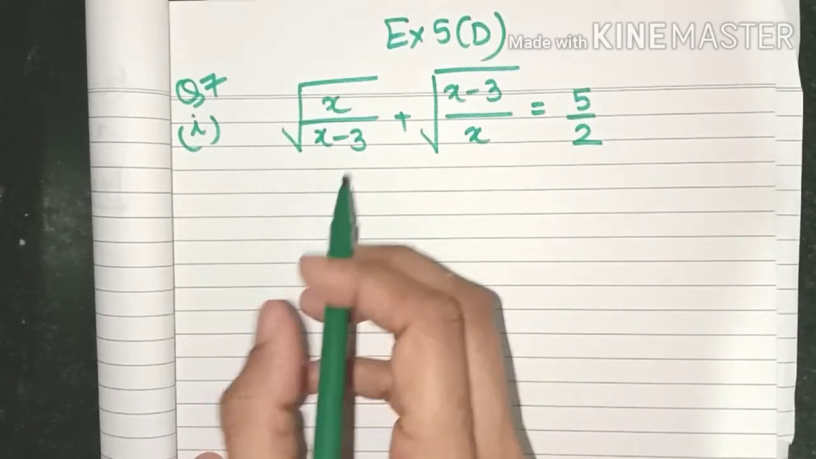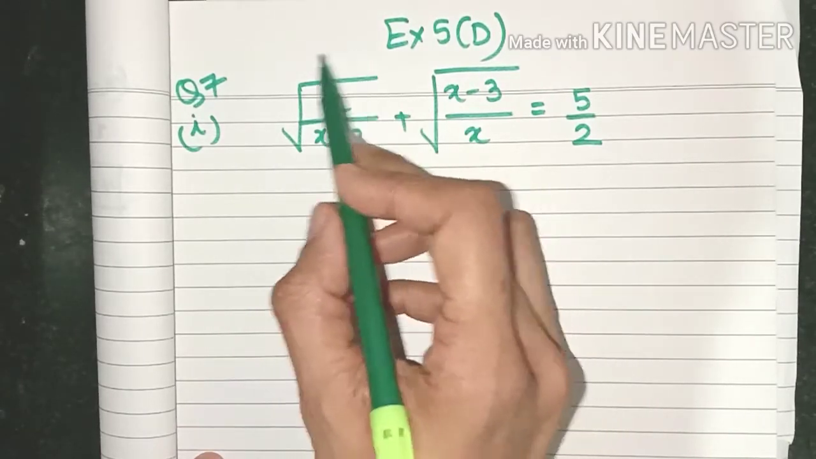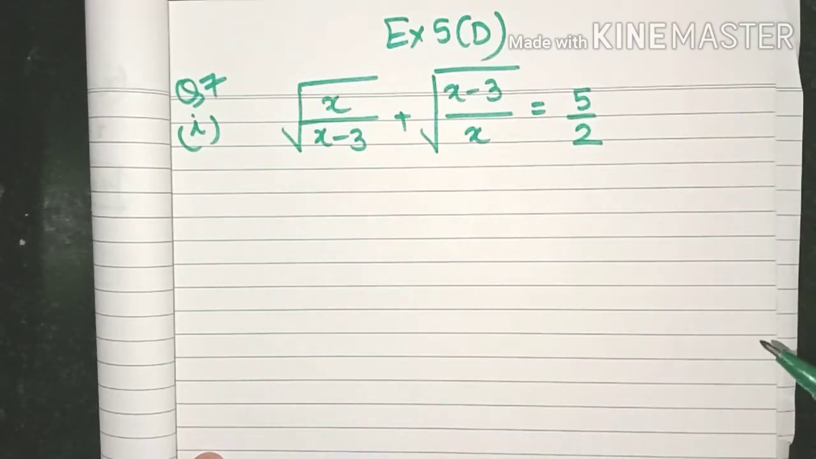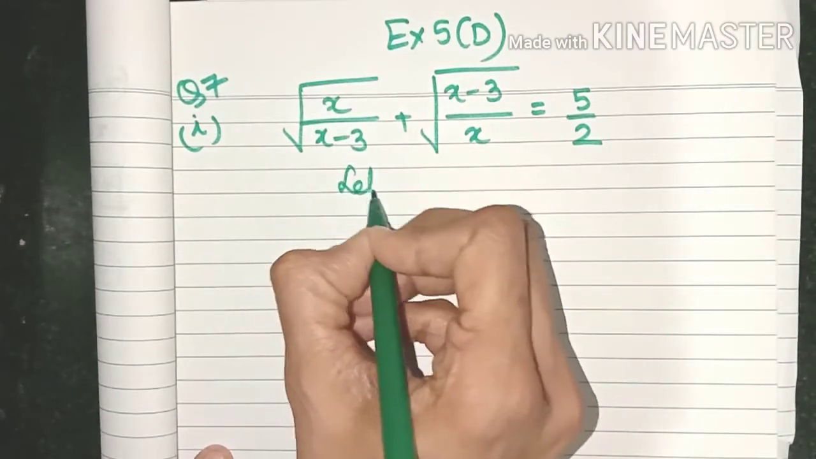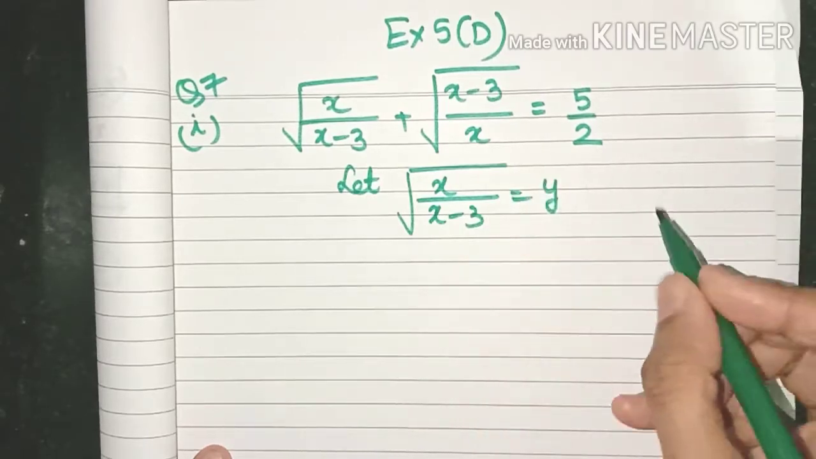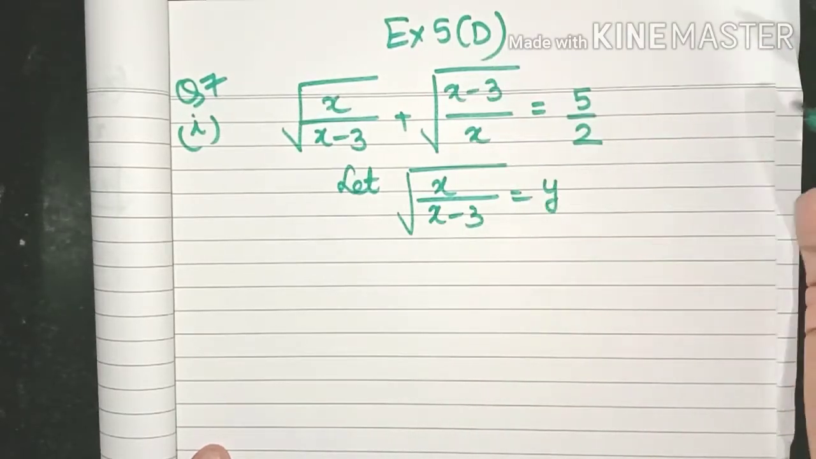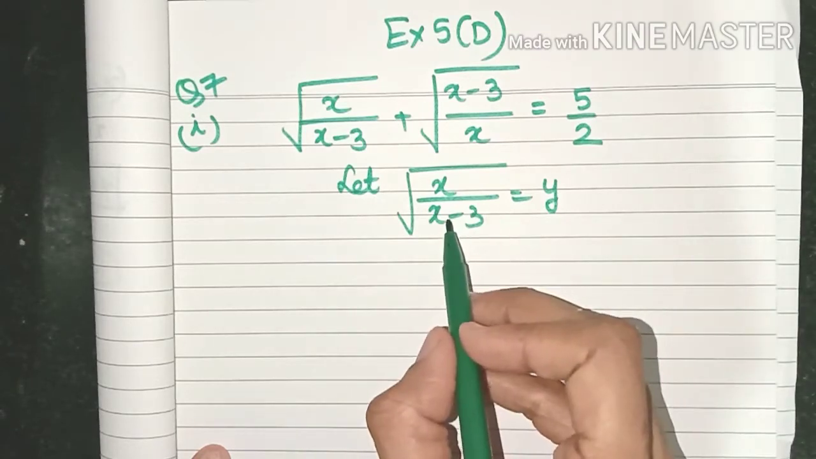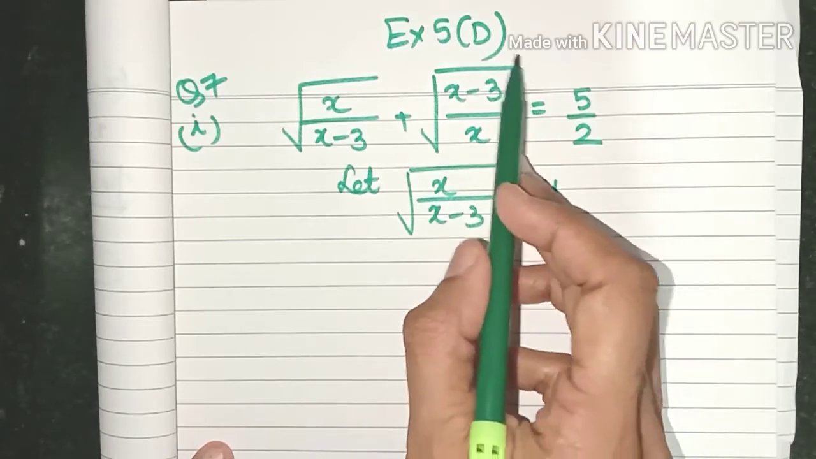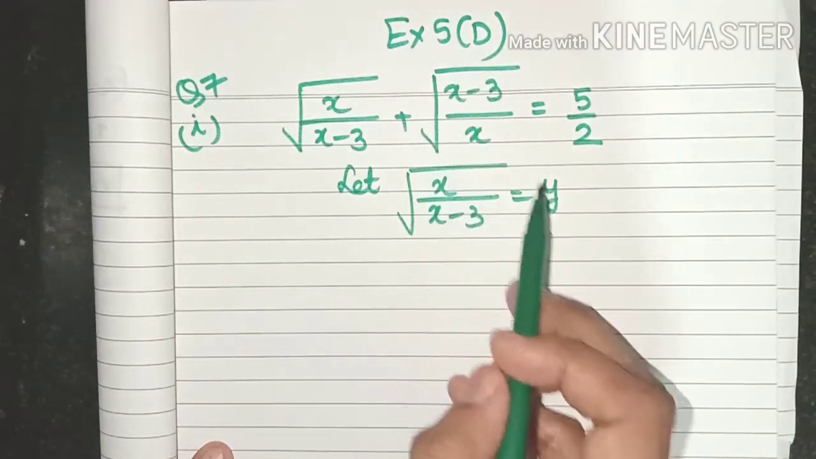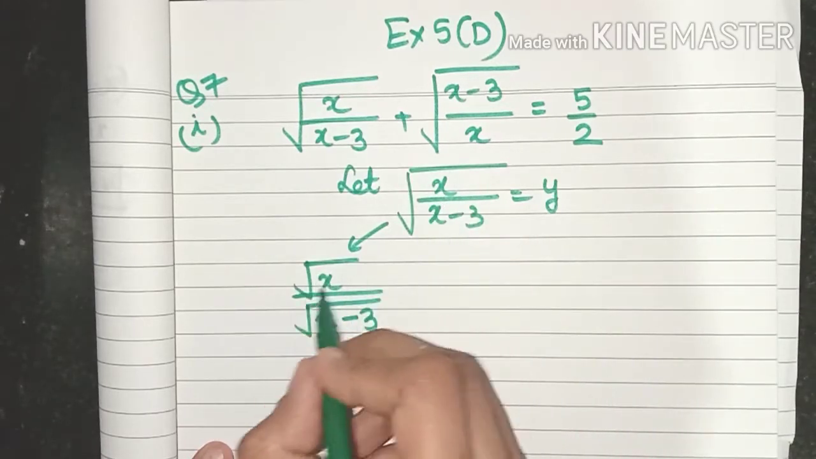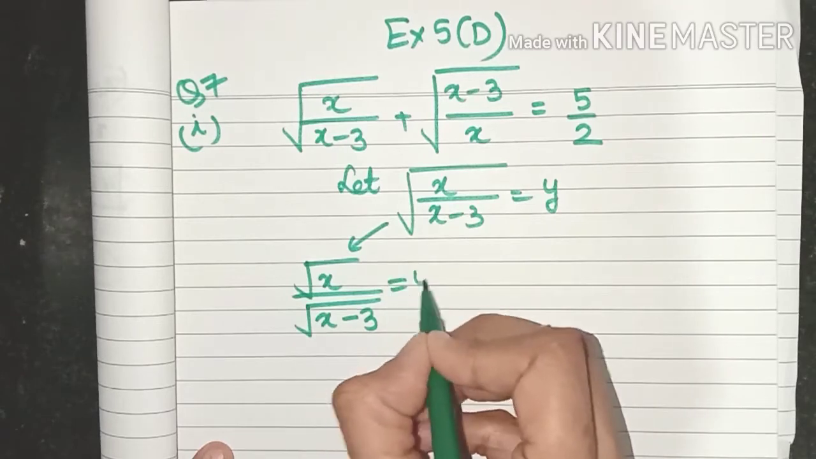So what we can do is substitute this big value with a single value so that it is easy for us to solve this equation. Let root of x upon x minus 3 be y. You can take the other term as y also; it is totally up to you. When I take this term as y, I have to substitute the other value also in terms of y. So we split the square root here and get root x upon root of x minus 3 as y.